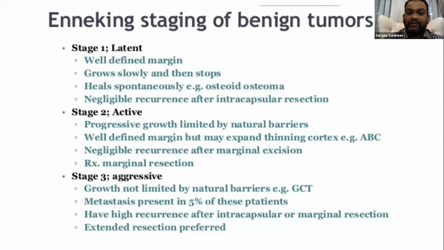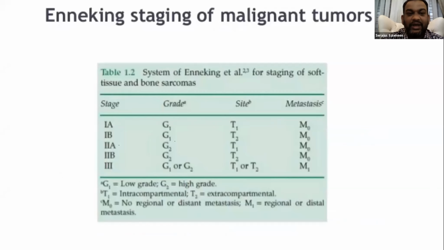It is a progressive growth limited by the natural barrier, and stage 3 is the aggressive tumor. It is growth not limited by the natural barrier. This is the Enneking staging system of the benign tumor. And this is the Enneking staging system of the malignant tumor.